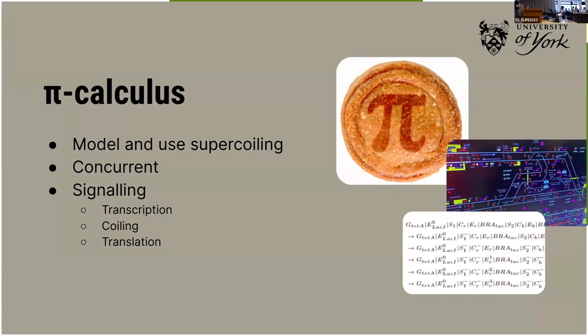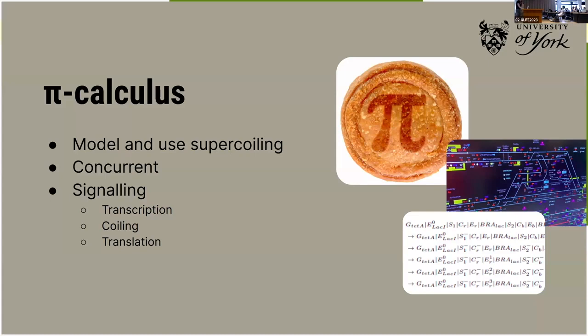So they seem like a very good option in this case. And we can model all the things as signals. So we can model our transcription as our gene signaling out to our environment. And we can model our coiling as our genes signaling to an internal environment around the supercoiling. And we can have translation, which is the environment signaling back to our genes.